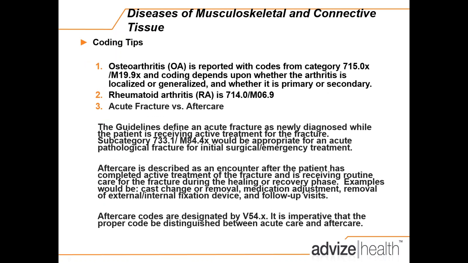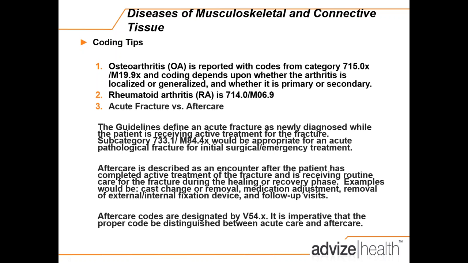All right, diseases of the musculoskeletal system and connective tissues. Osteoarthritis is reported with codes from categories such as these. Encoding depends upon whether the arthritis is localized or generalized, and whether it is primary or secondary. Again, that's basic coding guidelines. Rheumatoid arthritis, which is a very common chronic condition for HCC, would be your M06.9.